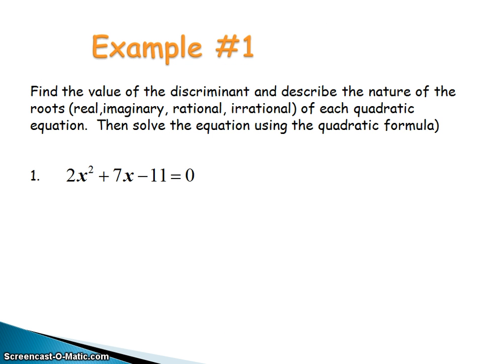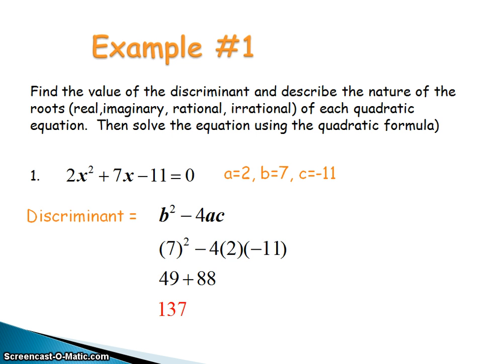Now let's take a look at an example. We're going to find the value of the discriminant and describe the nature of the roots for each quadratic equation in our examples. And then we're going to solve this equation using the quadratic formula. So an intermediate step would be finding the discriminant. These are the values of a, b, and c in the case of this particular trinomial. So a is 2, b is 7, c is negative 11.